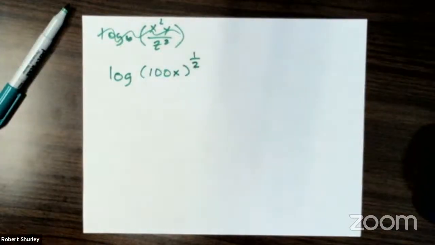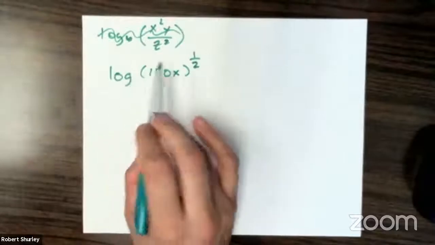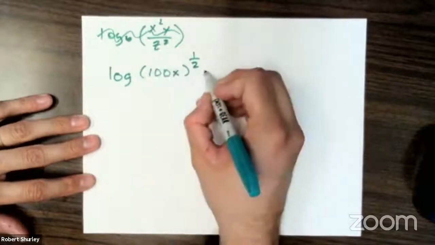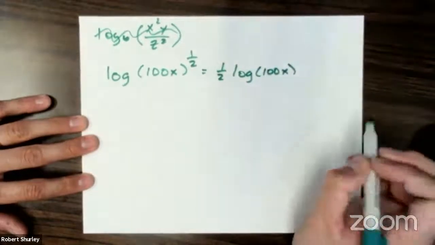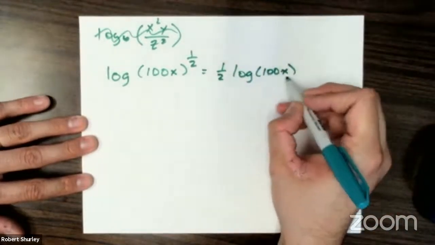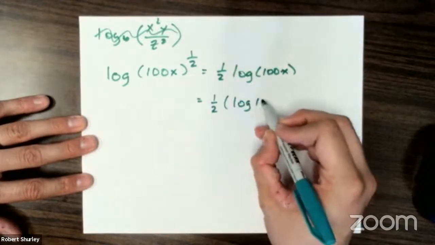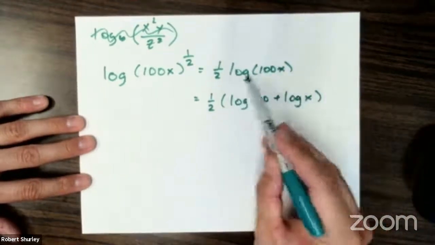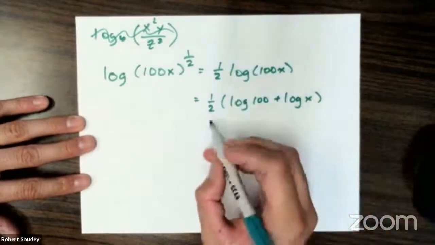100x to the 1/2. Okay? Because the square root is just raised to the 1/2. So from the very beginning, I'm going to bring this 1/2 out front. So log of 100x. And now look, this is multiplication, so I can split this up. I've got to be careful. This 1/2 has to be multiplied to both terms. So log of 100 plus log of x. That's just splitting up this logarithm. Now this 1/2 is multiplied to everything once you split it.